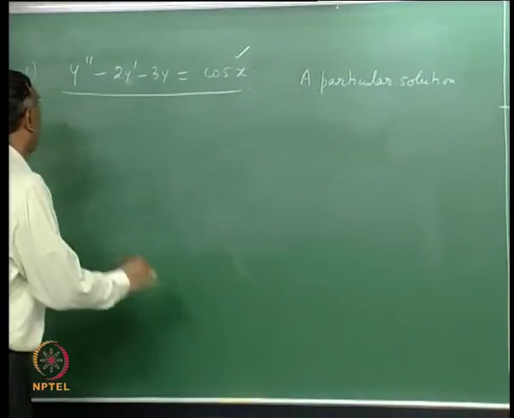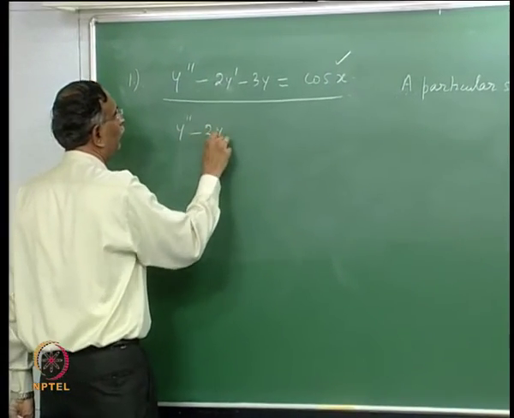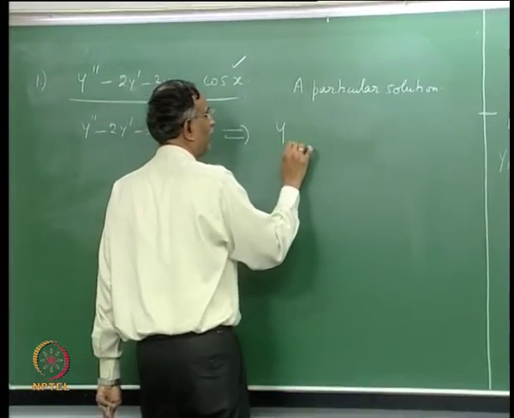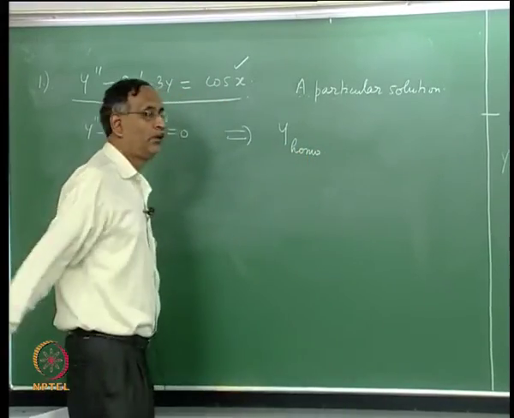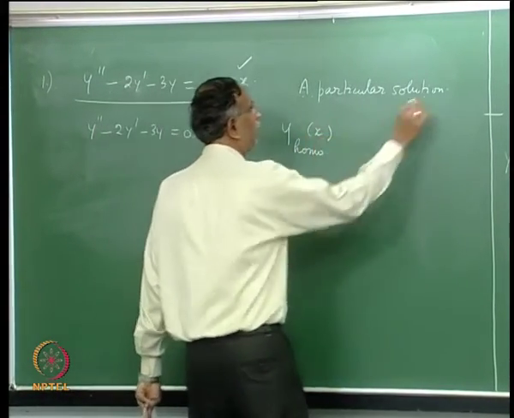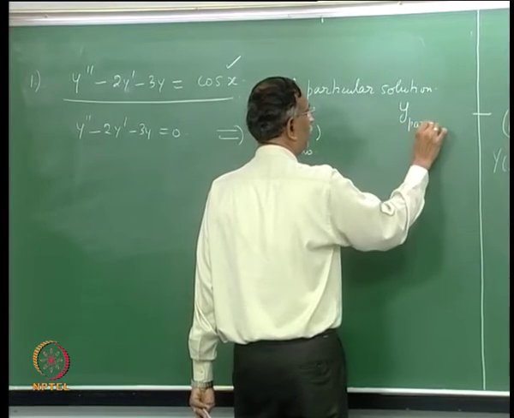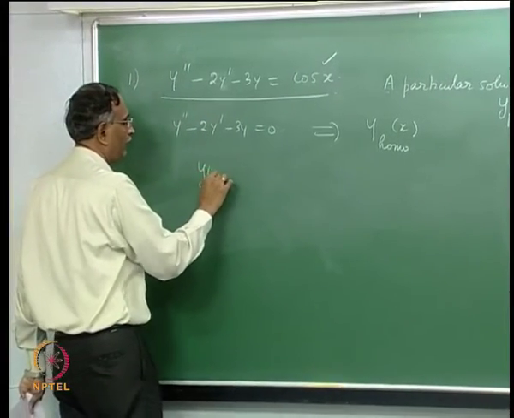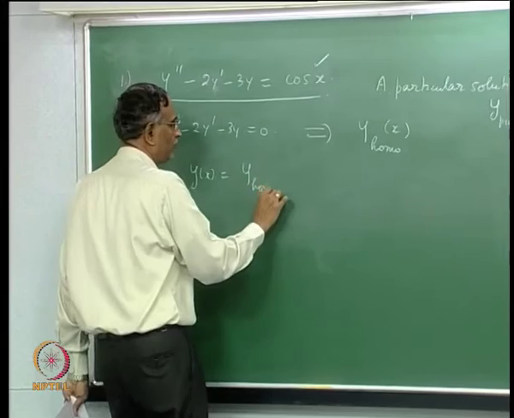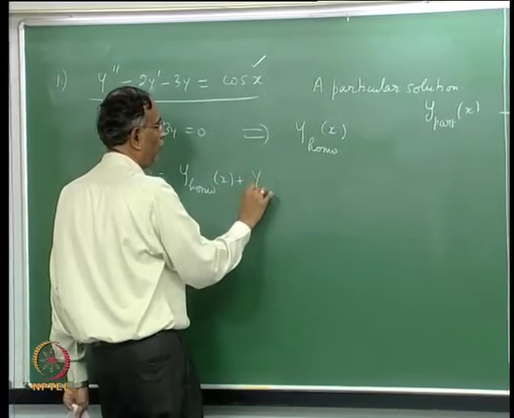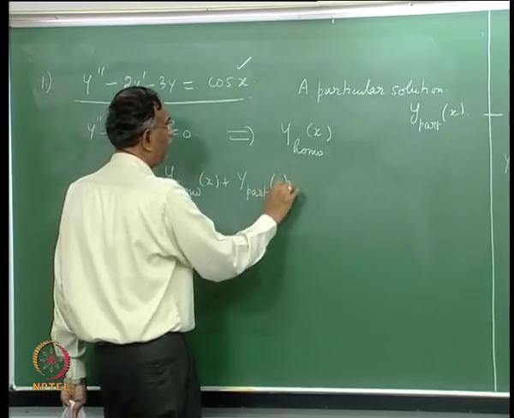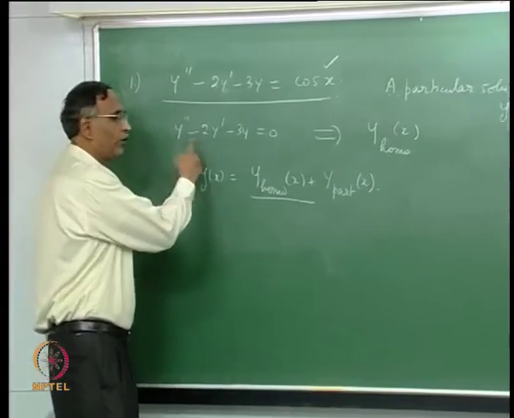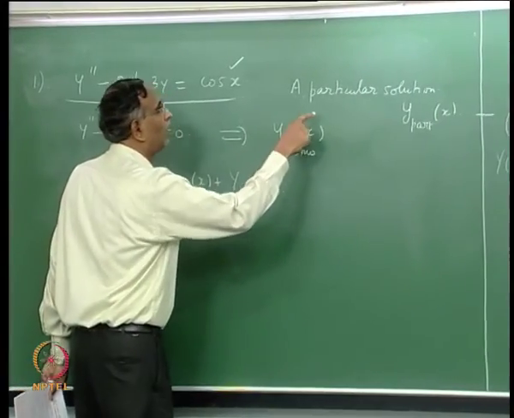And the homogeneous part, y double prime minus 2y prime minus 3y equal to 0, will have the homogeneous solution y_h of x. The particular solution you can write as y_p of x. Then the overall solution for this differential equation is y of x equals y homogeneous of x plus y particular of x. And this we already know how to calculate. You can factor this out and get the two exponentials, but it is the particular solution that we will see.